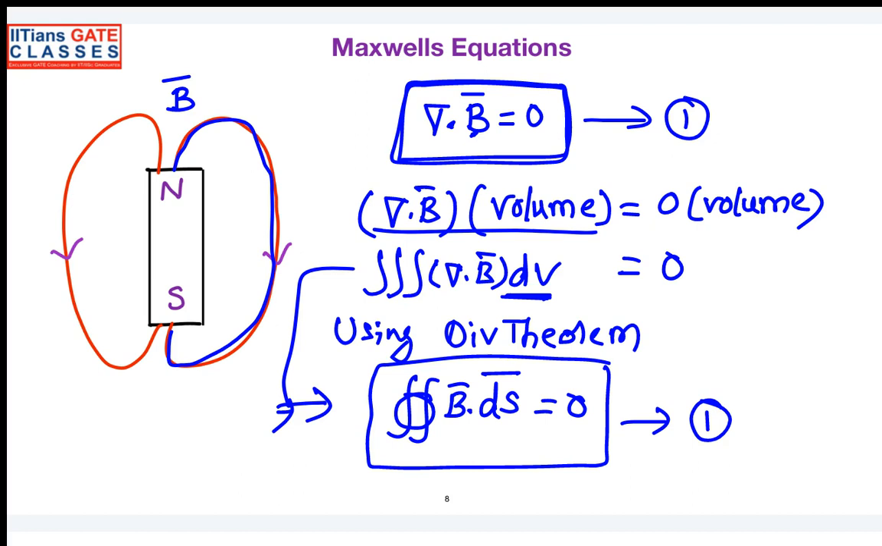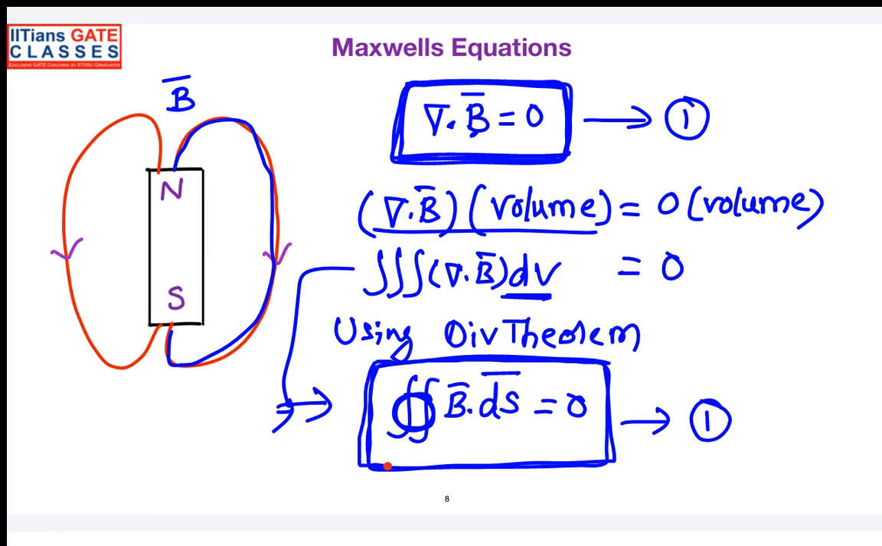So the first thing is there is no divergence nature that exists for the magnetic field. So your del dot B is equal to 0. And the same thing, if you rearrange with some mathematical manipulation, you will get this: double integral B dot dS is equal to 0.